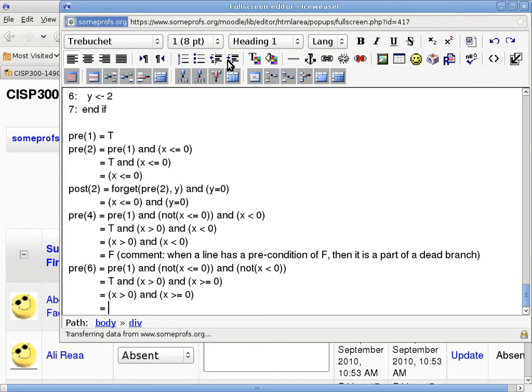We know 1 can go away. Which one? x is greater than 0 is the one that is left. We can get rid of the more general one. We keep the more restrictive one, because it is a conjunction.